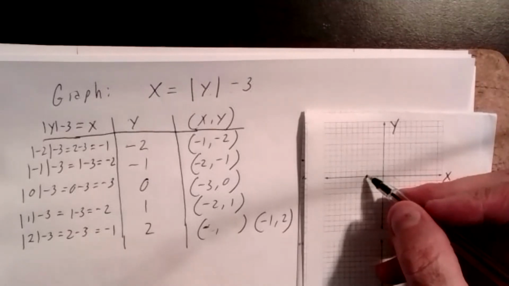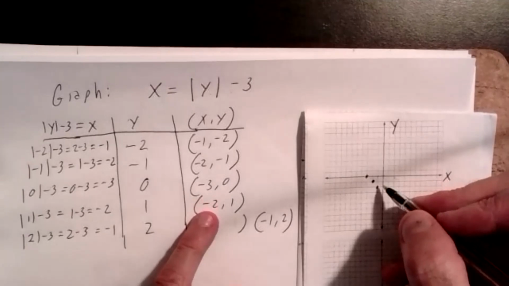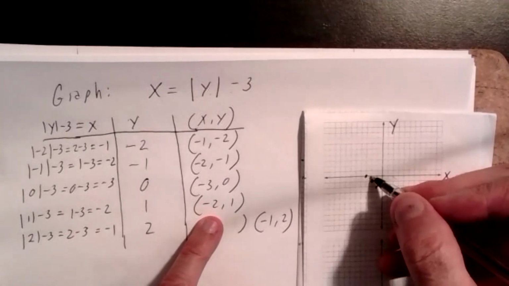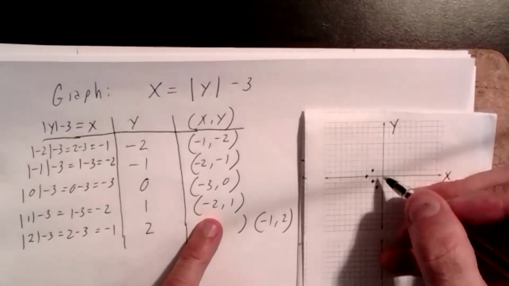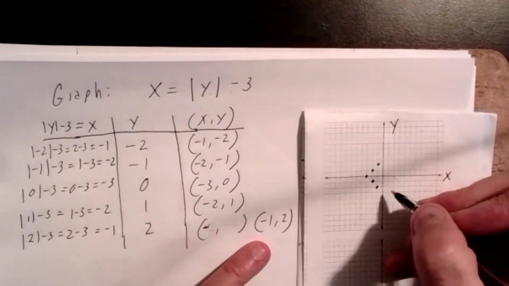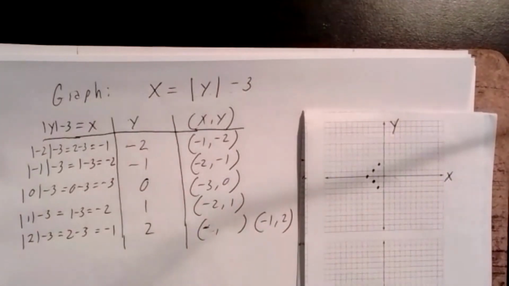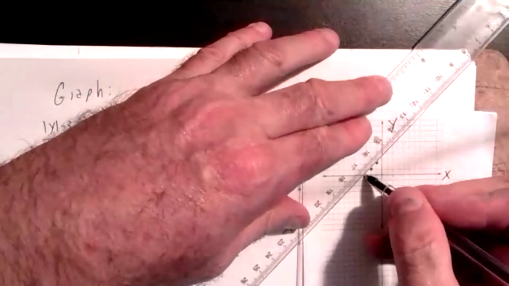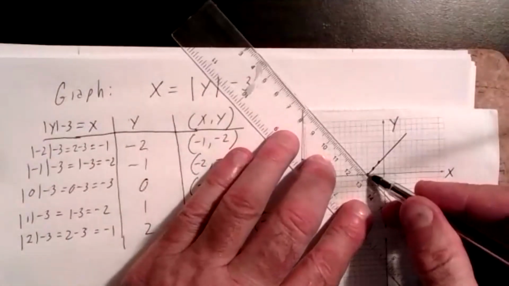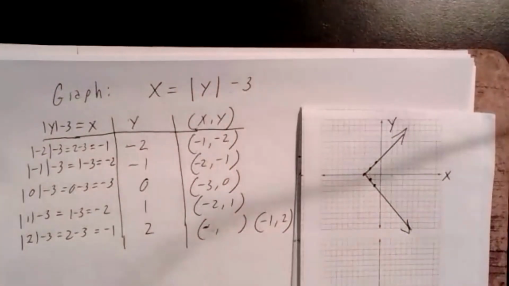And now, we're going to try to plot these other points here. So we got -2, 1. Two to the left, and then up 1. And then we got -1, 2. Start at the origin, 1 to the left, up 2. All right. There you go. If you plotted more points, you would see that your graph is going to be a V-shaped graph. And this graph is going to open to the right.